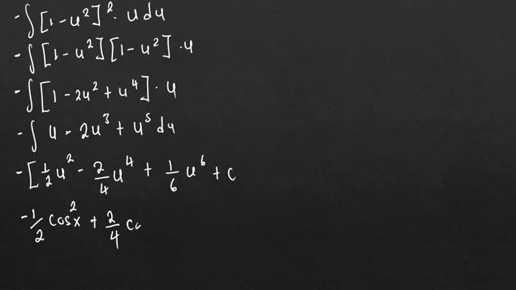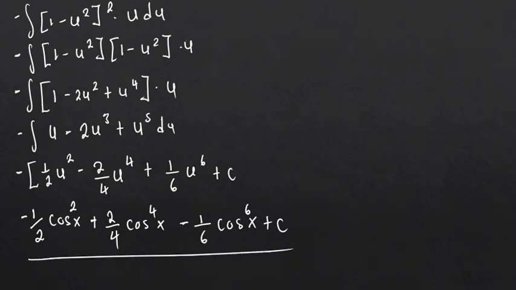What was our u? It was cosine, so cosine 4x, minus 1 over 6 cosine 6x, plus some constant c. So this is how you solve this particular question.